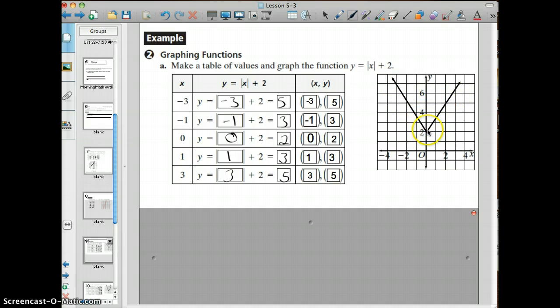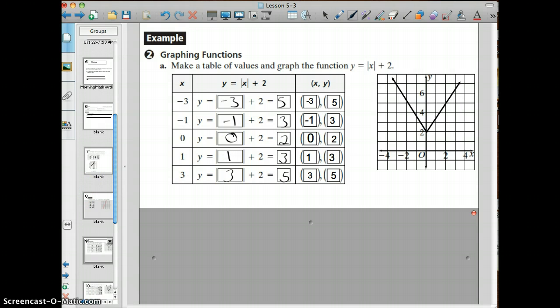It's very important that you figure out what the vertex is of your absolute value. So the important note here is when you're graphing an absolute value equation, you want to make sure you're getting both the graph coming down and then going back up. You can graph these on your graphing calculator.